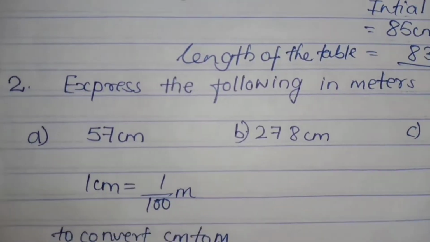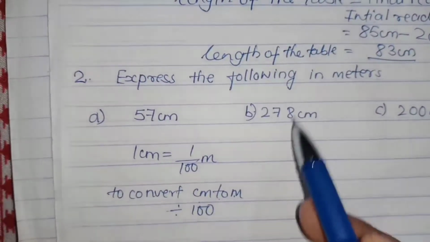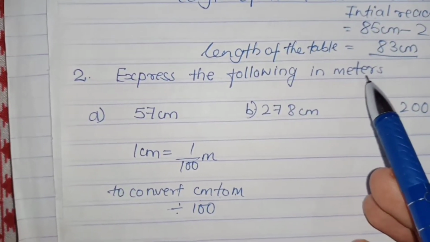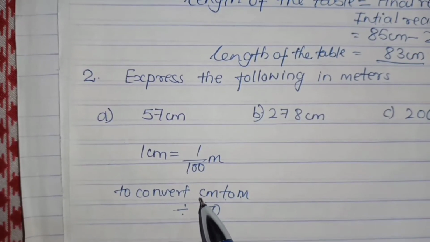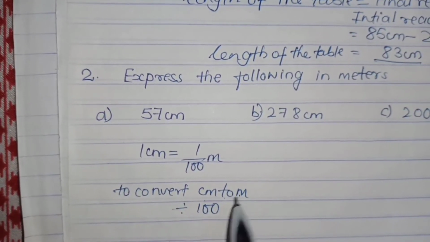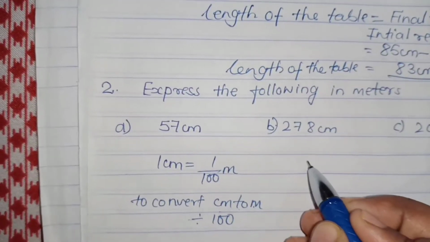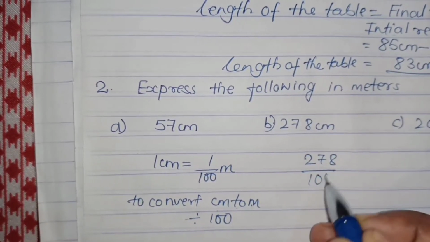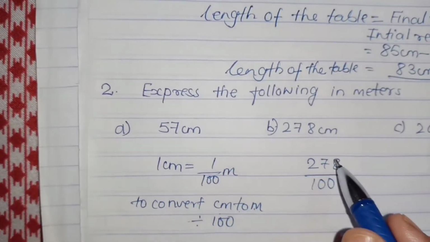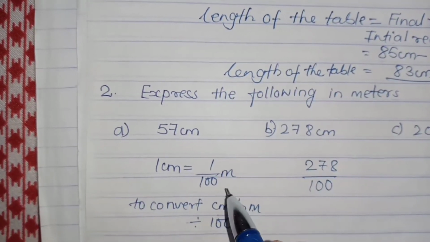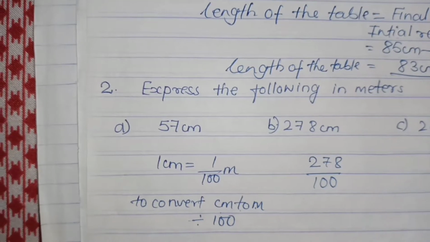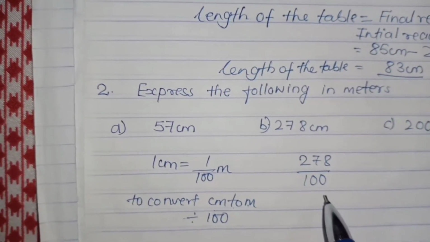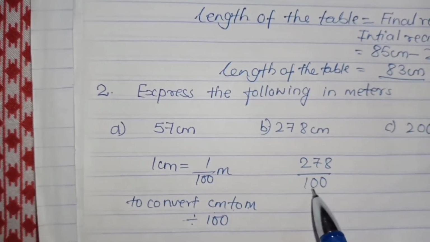Now let's do question number B. Question B is also to convert centimeter to meters. I have already written the conversion here. To convert centimeter to meter, we have to divide by 100. So 278 divided by 100. This is question number B, don't mix it with question number A.